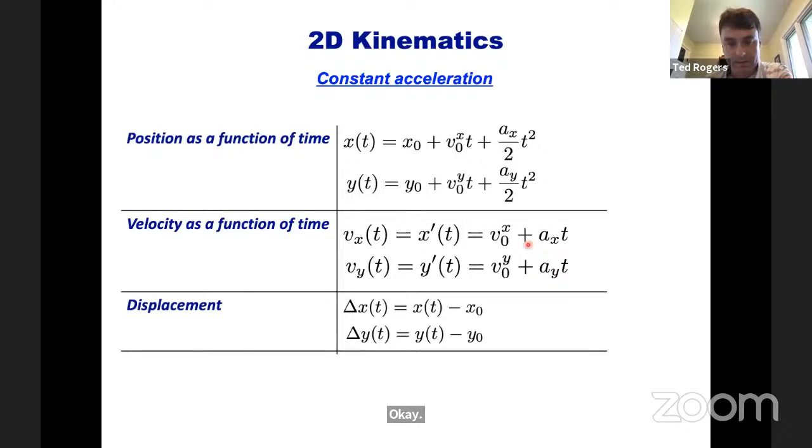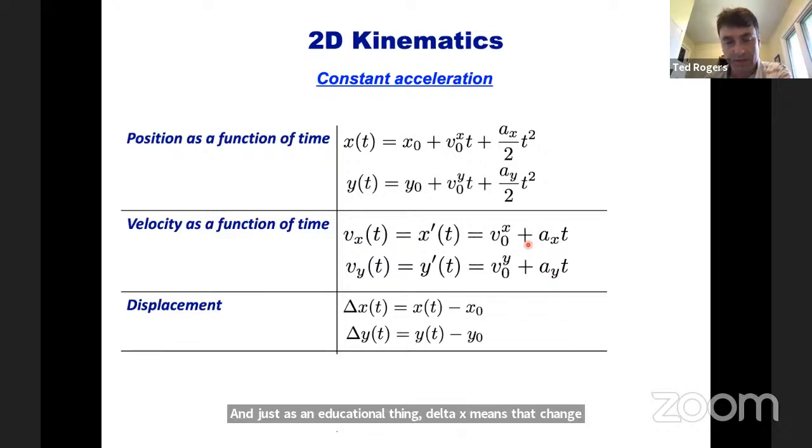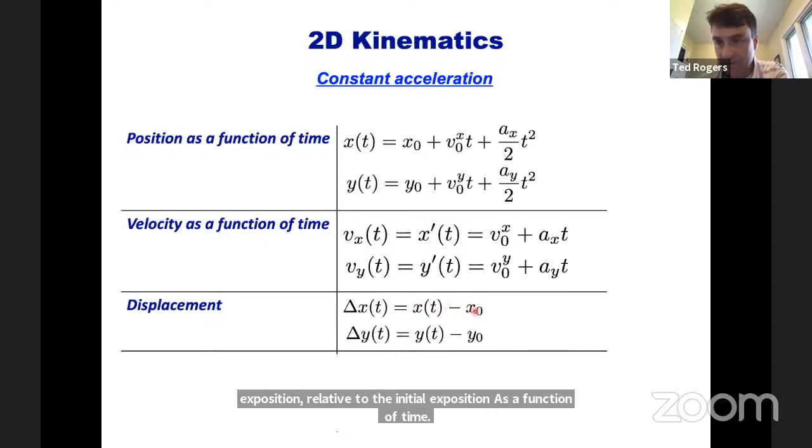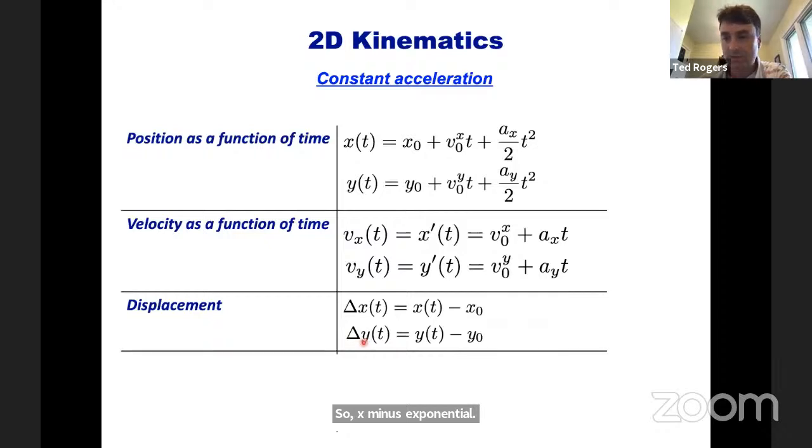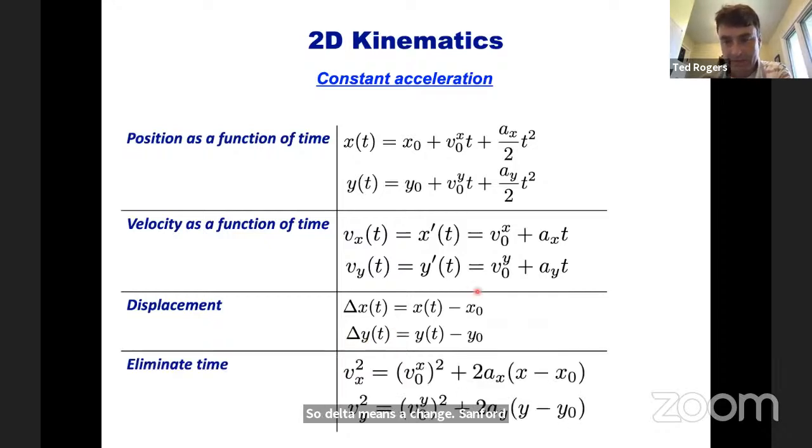And just as a notational thing, delta x means the change, for me, will be the change in the x position relative to the initial x position as a function of time. So x minus x initial. So delta means a change, same for delta y. And finally, just as something that can be useful, I have written how you can relate the velocities as a function of displacement rather than as a function of time. Okay, so to do that, simply eliminate between these two sets of equations the time, and you get an equation like this.